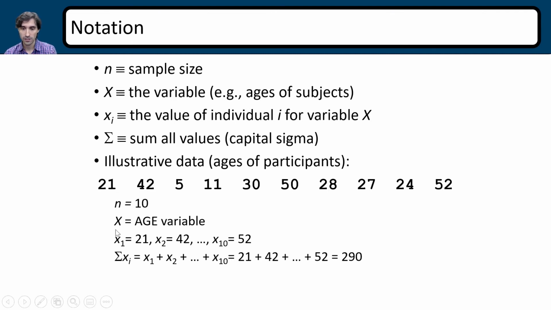If you look down here at the bottom, let's just follow this for a second. We have this data set right here, all these numbers, and this is the data that we were looking at earlier. What's our sample size here? Well, we have 10 different numbers. The X is the age variable, so this is an X. It could be X equals 21, X equals 42, X equals 5, X equals 11.